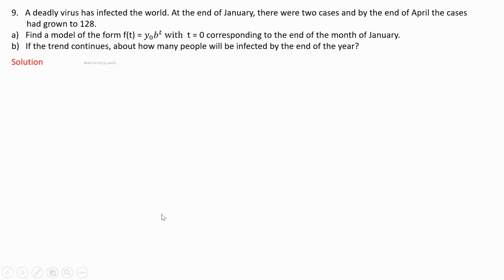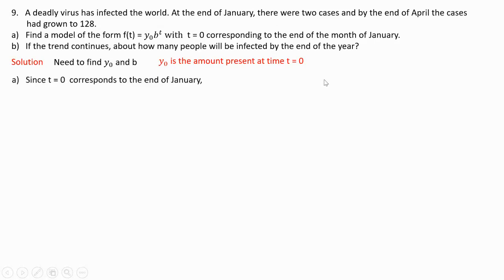So for part A, I need to find y naught and b and plug them into the formula, and that'll be the answer for A. So how do we do that? Remember that I said on the previous slide that the initial value was when time is 0, and the initial value here is y naught. Y naught is the amount present at time equals 0, which, let's go to the problem, was 2. So there were 2 cases. So my y naught is equal to 2.